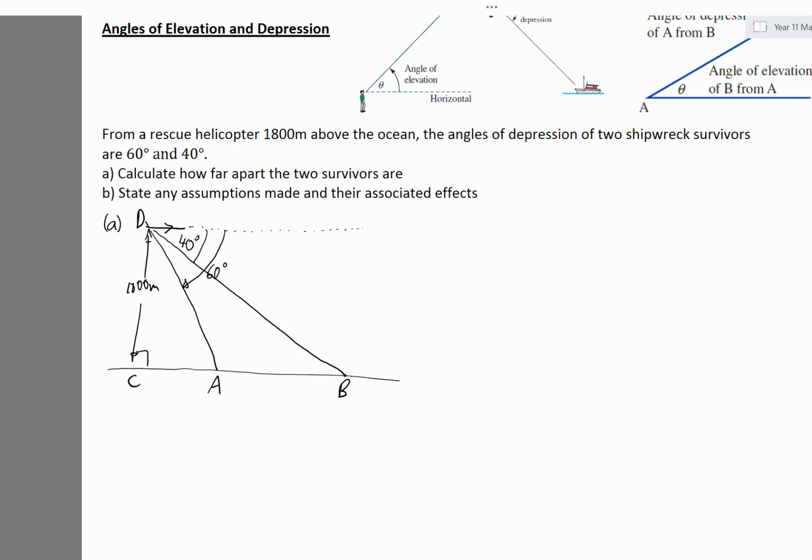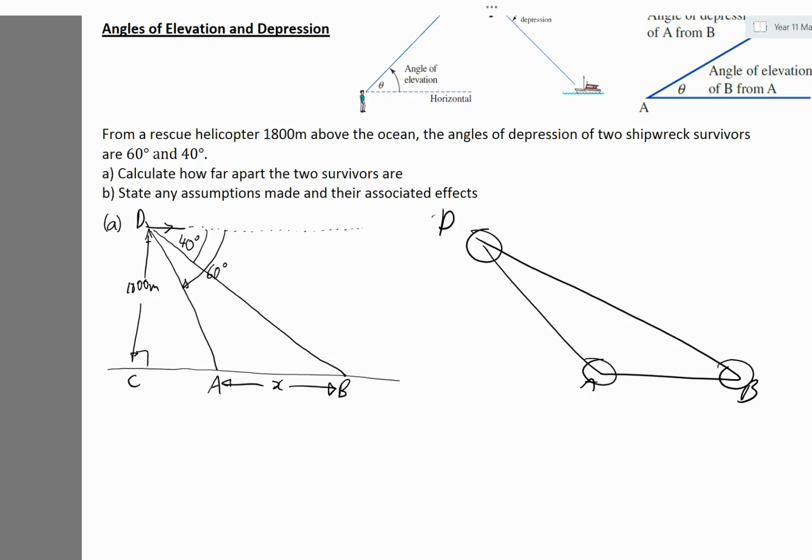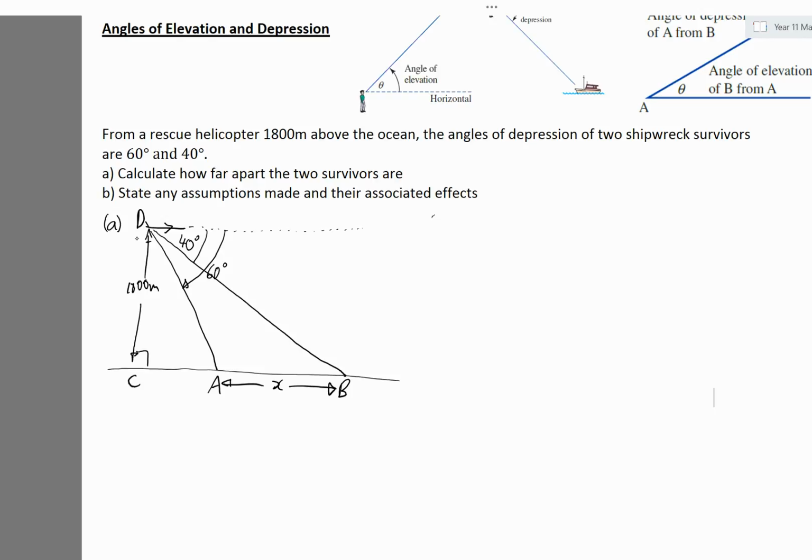So the skills that we have, what are we trying to find? How far apart the 2 survivors are. So I'm trying to find this distance X. Okay, I can't do anything with this triangle DAB, because none of these angles are right angles. So I'm searching for right angle triangles. I can see two right angle triangles: one small one, DCA, and one big one, DCB.